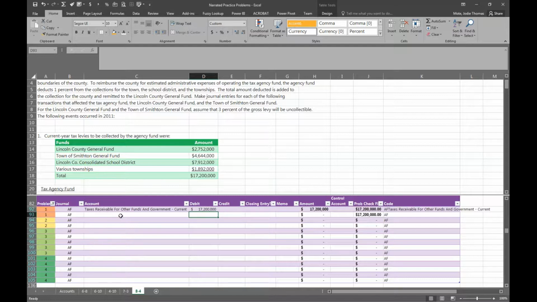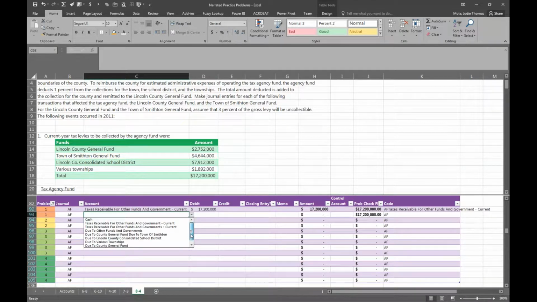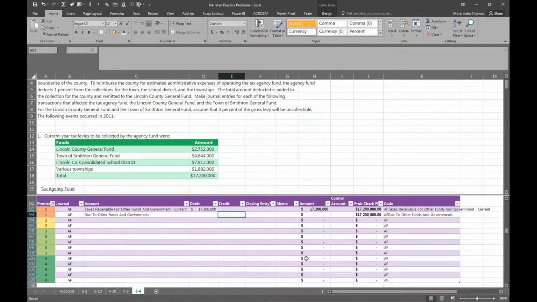And then we record just one large due to other funds and governments, because we don't have specifics yet on the amounts that we're actually going to owe. Right now, we think this is what we're going to collect, but we don't record liabilities specific to the other governments until we actually collect the money. Okay, so 17,200,123.